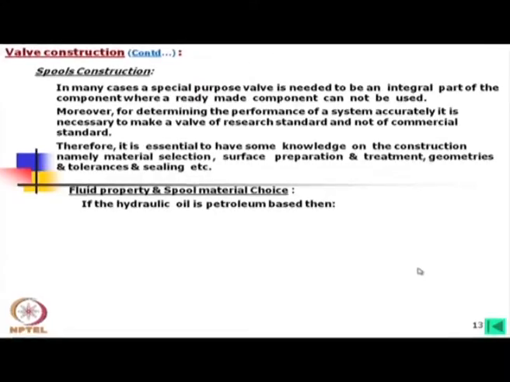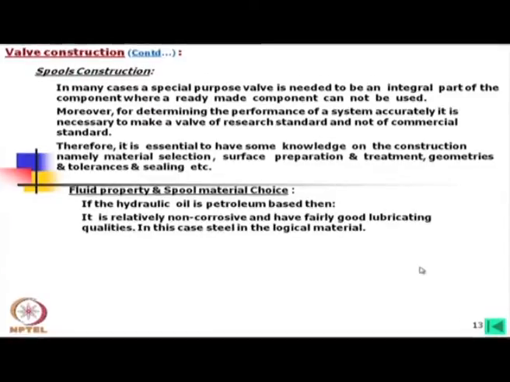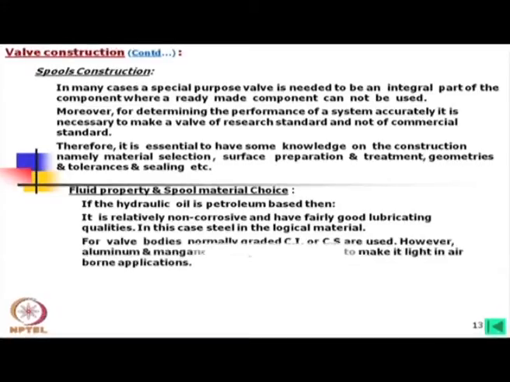Now, if the hydraulic oil is petroleum based, then it is relatively non-corrosive and has fairly good lubricating qualities. In this case, steel is the logical material. For valve bodies, normally graded CI and CS are used. That means cast iron, graded cast iron, or we can go for cast steel.